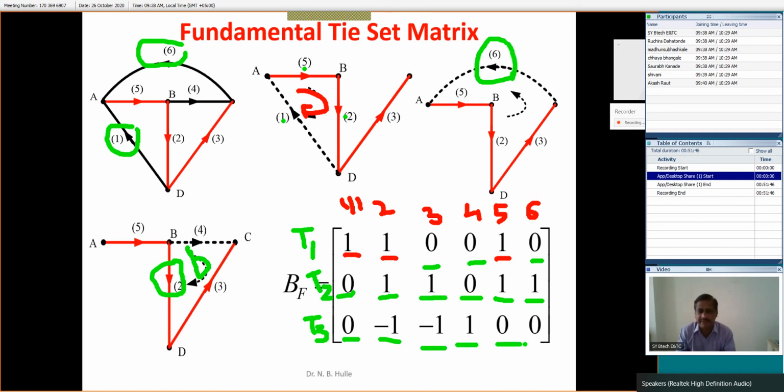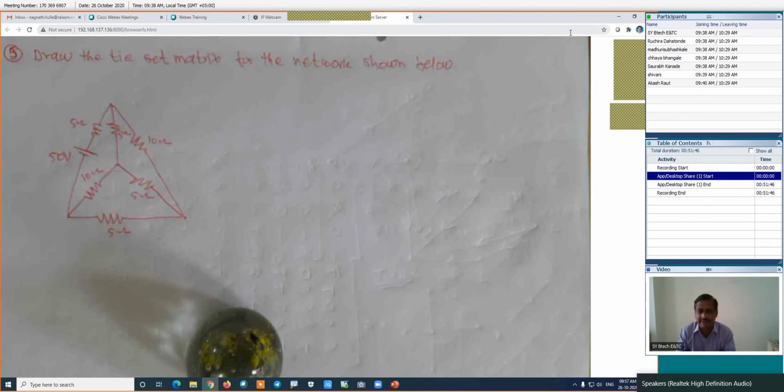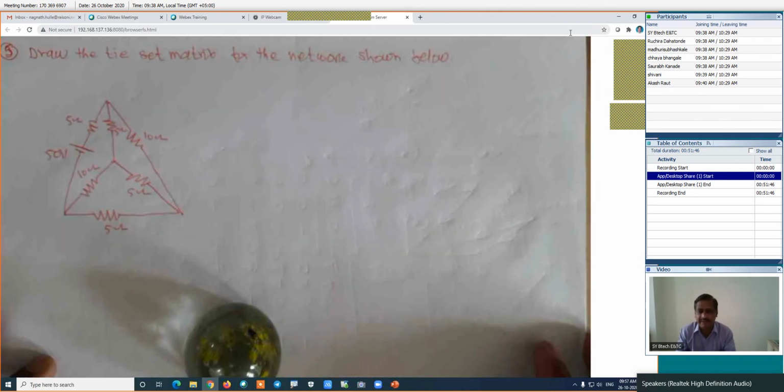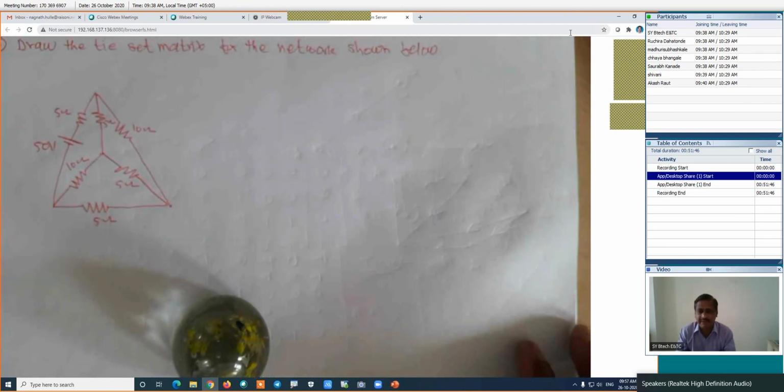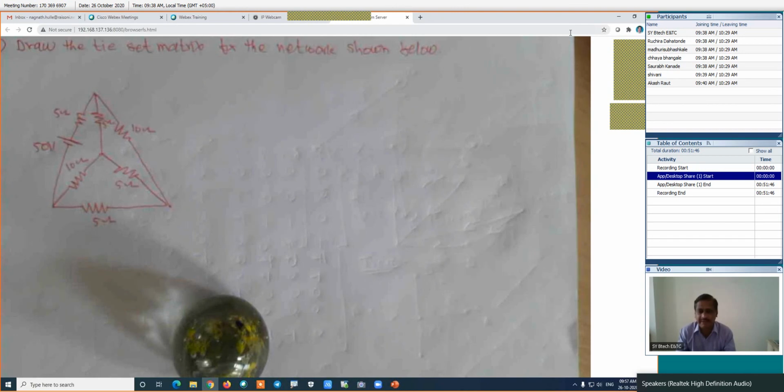And branch number 5 and branch number 6, this is branch number 5 and this is branch number 6. These 2 branches are not part of that particular loop, that's why their entries are 0. This is the formation of a fundamental tie-set matrix. This is the given figure. For this particular figure, we want to prepare the fundamental tie-set matrix. We are interested in the preparation of the fundamental tie-set matrix.